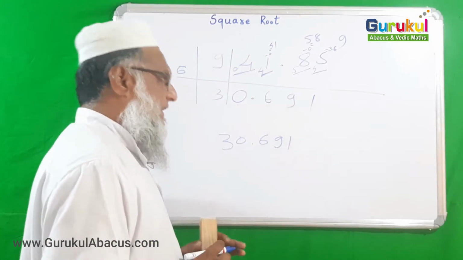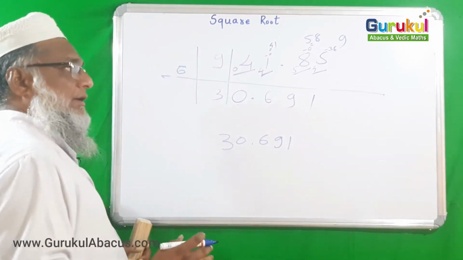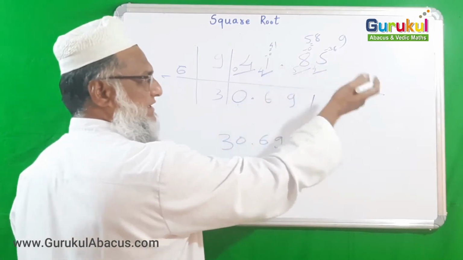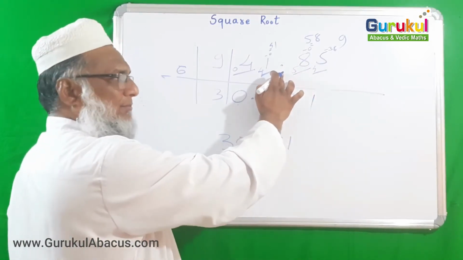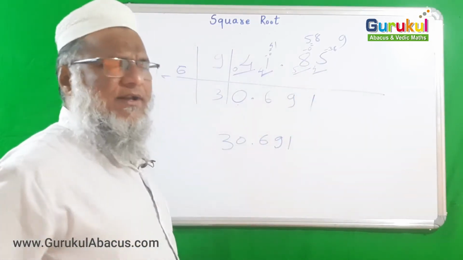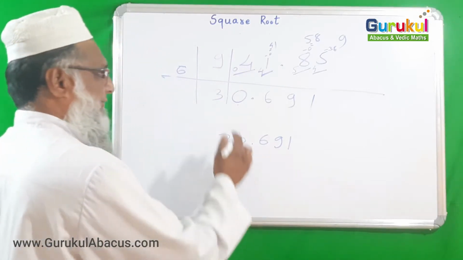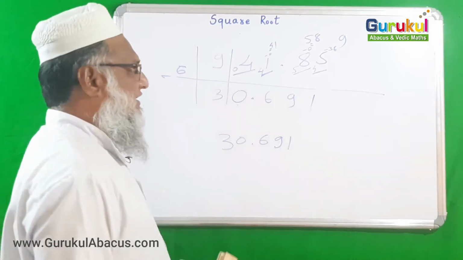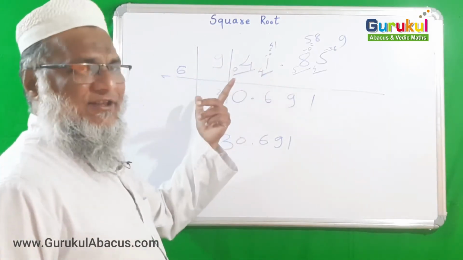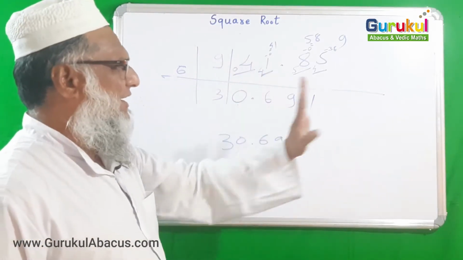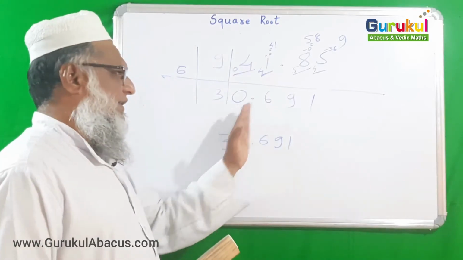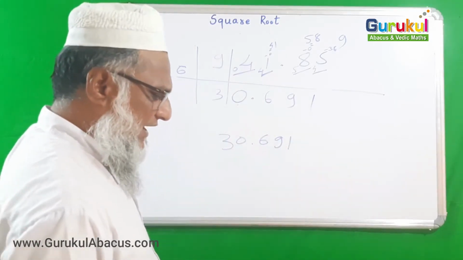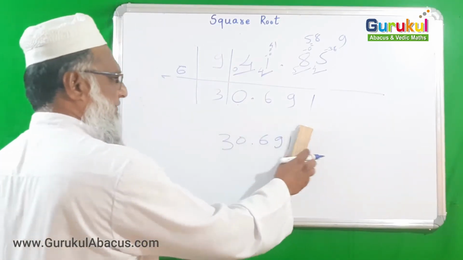Yeah, next one. Here we had some digits after the decimal point, but it does not matter for us, because to decide where to put the decimal point in the answer, our method is just to see how many pairs there are, and all the rest of the digits are automatically after the decimal point. So our answer is 30.691. Okay, next example we are trying.